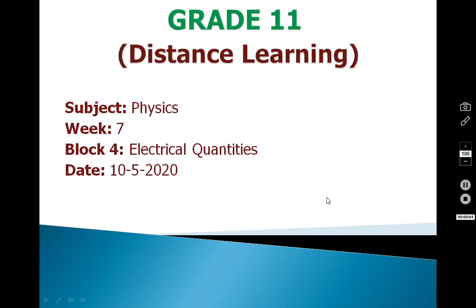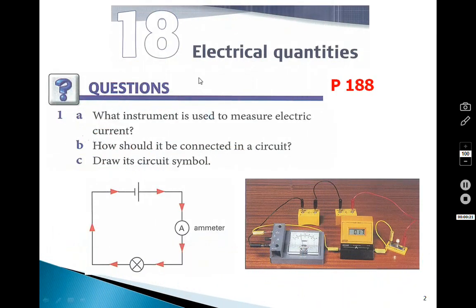Good day everyone. Today in this presentation we are going to solve some questions from your textbook. We will take different samples from different topics, and this presentation is for week 7. We are still at electrical quantities, chapter 18. Now please open your book on page 188. We will start from the questions on this page.